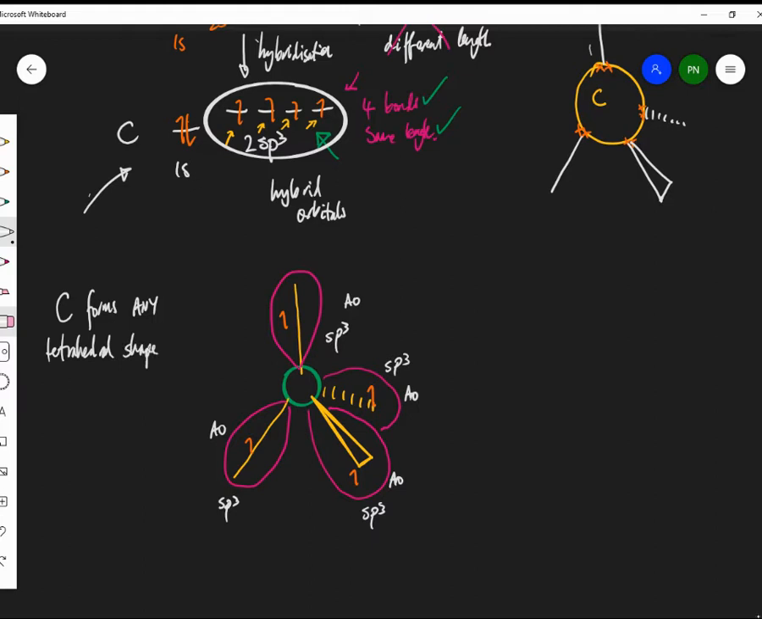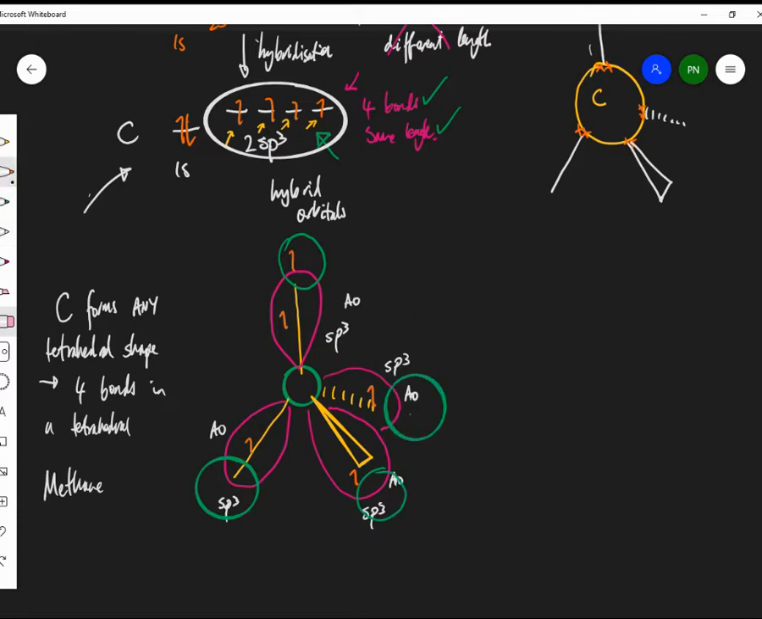When it forms any tetrahedral shape. In other words, when carbon has four bonds in a tetrahedral. Carbon always forms four bonds, but it doesn't have to be in a tetrahedral, does it? So, as an example, I think a good example is methane for that. Now what have I got to stick on the end of my orbital? I've got to put my four hydrogens, haven't I? Let me put my electrons in there. 1, 1, 1, 1. Let me do the nuclei.